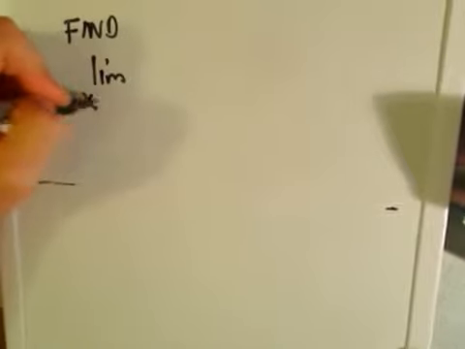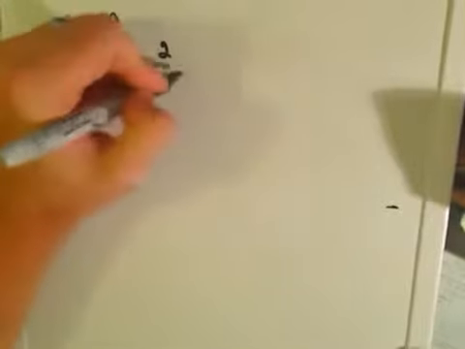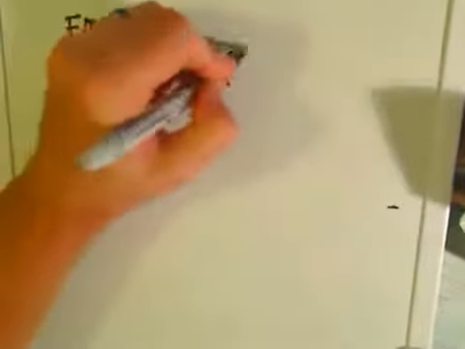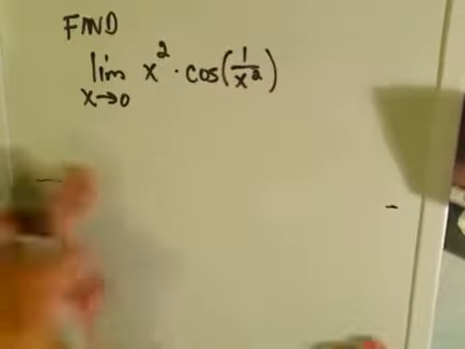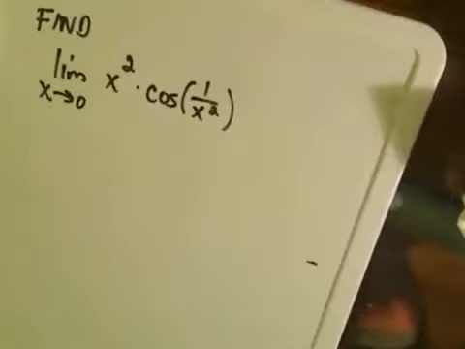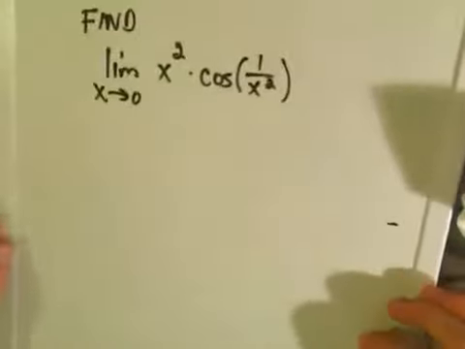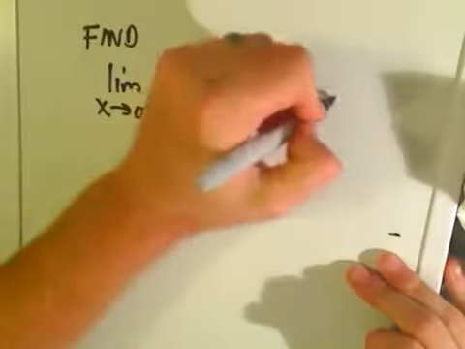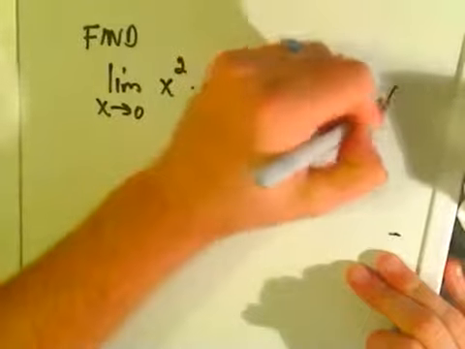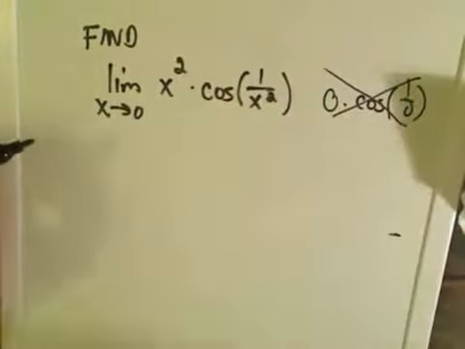Okay, so here we're going to find the limit as x approaches 0 of x squared times cosine of 1 over x squared. Okay, so we're going to find this limit. Now notice we can't just plug in the x coordinate of 0, because if we plug in x equals 0, we'll get 0 times cosine of 1 over 0. And 1 over 0 is undefined. Okay, so we can't just do that.